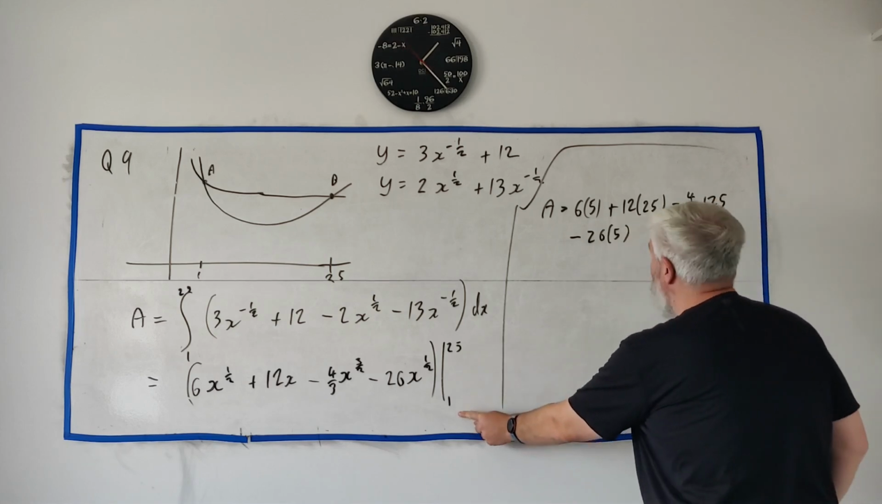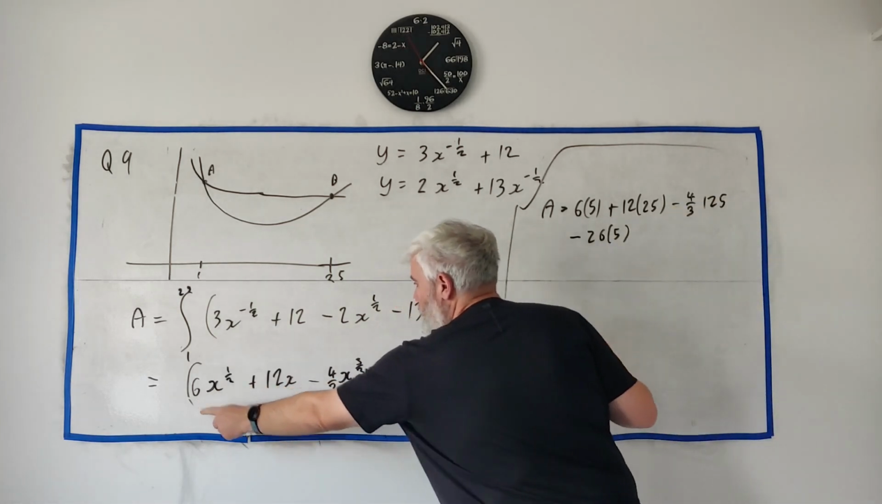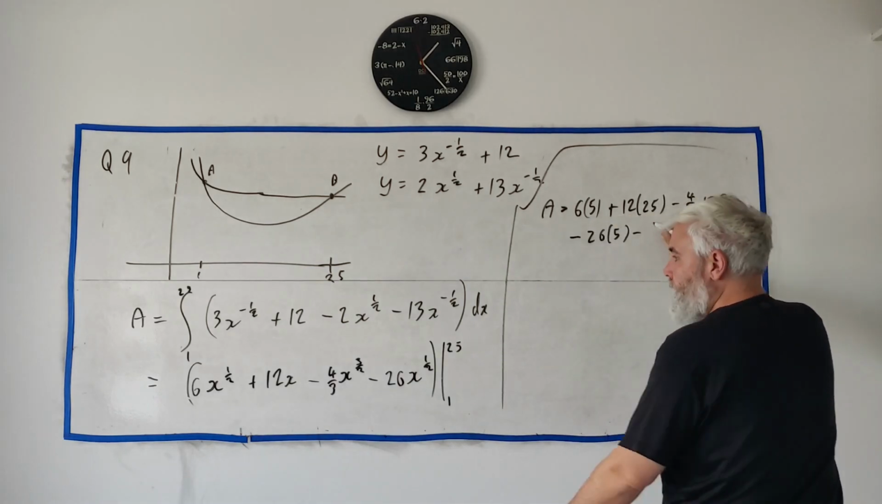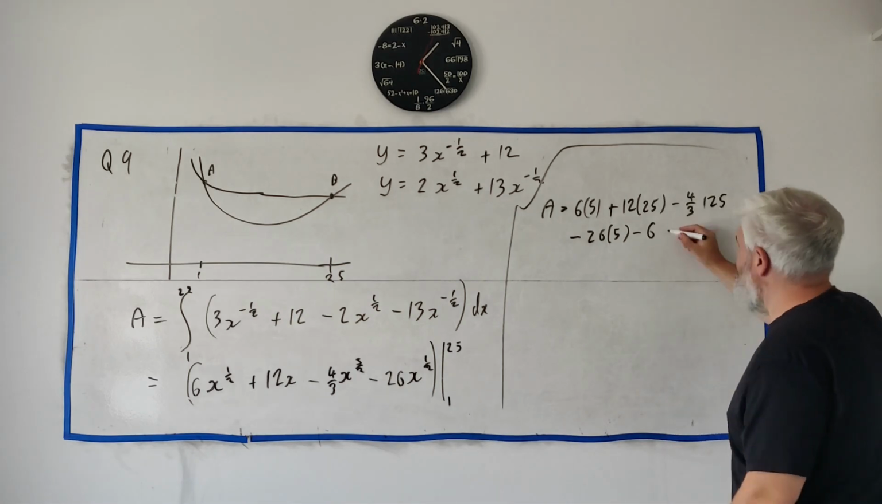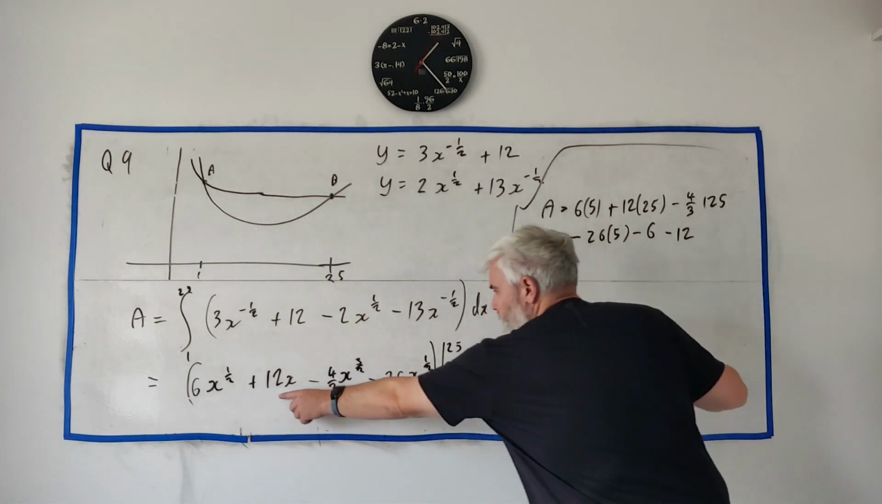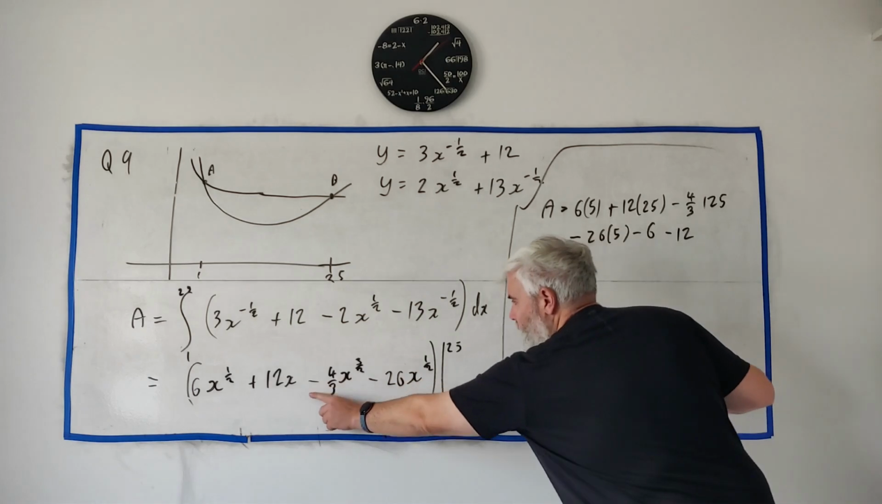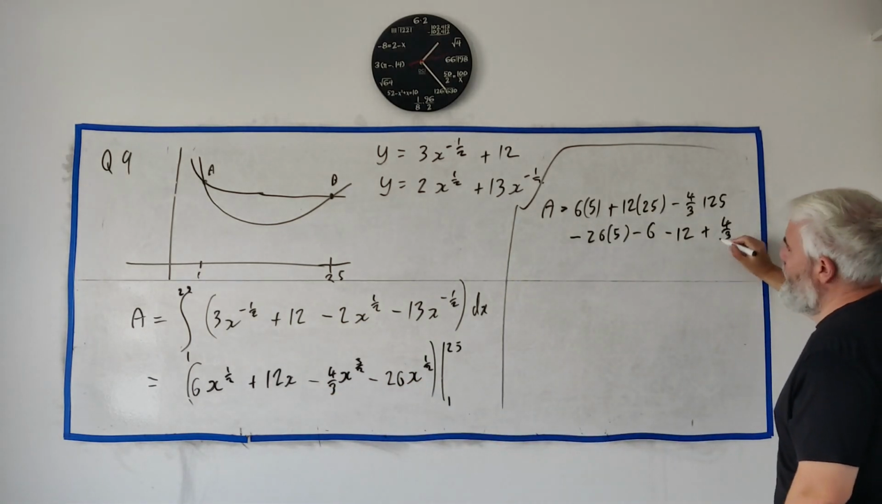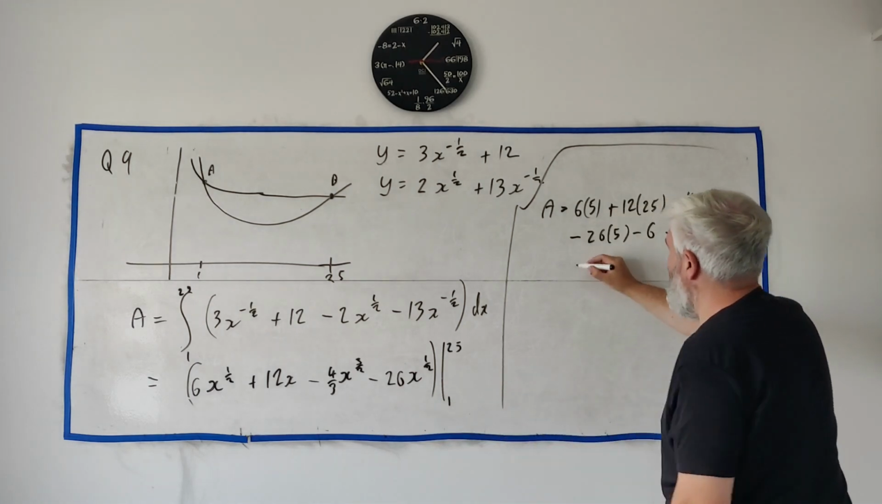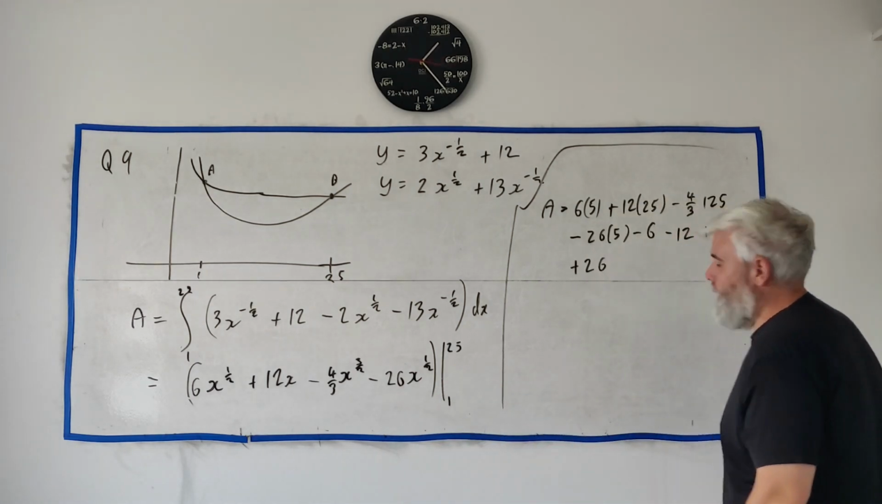Then we're going to evaluate 1. That means minus this when we put 1 in. It's minus 6. 1 is quite easy to put in. Minus 12, that's 1 in here. Minus minus, this will get a plus, and that'll be 4 over 3. And minus minus here will get a plus 26.